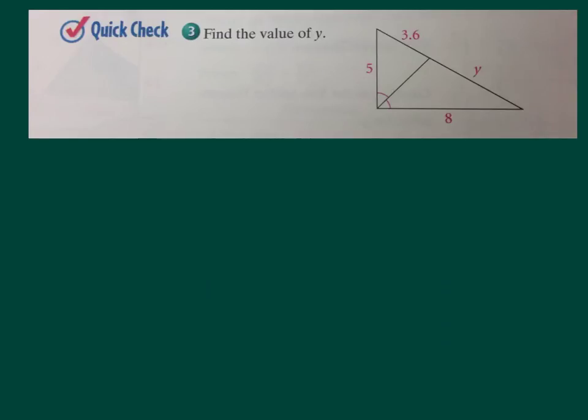Now let's see if you understand the triangle angle bisector theorem. Alright, please pause the video while you try to do quick check number 3. Well, hopefully you're going to set up a proportion. Again, there are several ways to do this. The way I'm going to do it is put 5 over 8 and set that equal to 3.6 over y. Then we do our cross products.